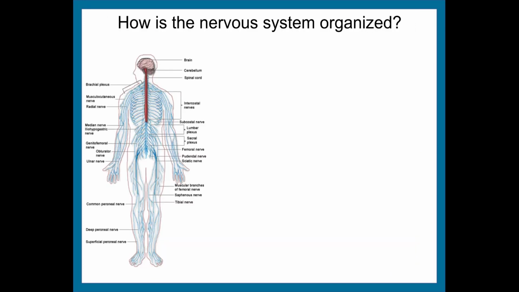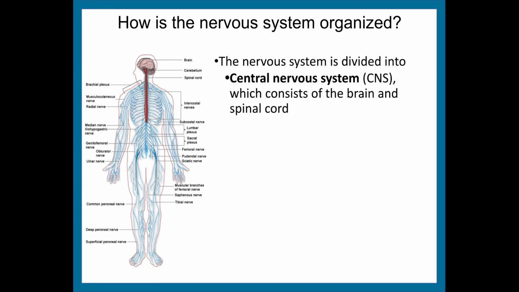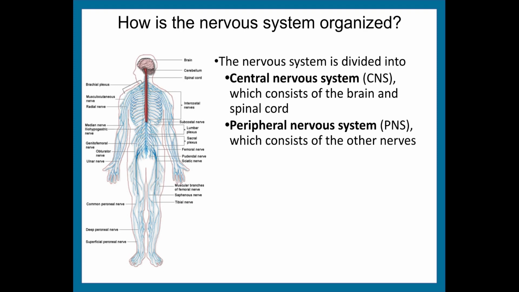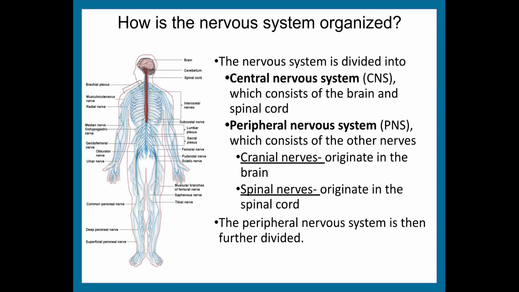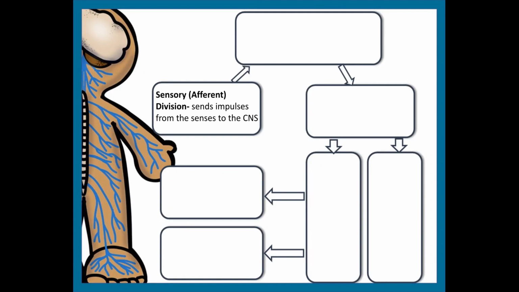Now, how is the nervous system organized? The nervous system is divided into two big categories. There's a central nervous system, which consists of the brain and spinal cord, and there's a peripheral nervous system, which consists of the other nerves. These nerves include cranial nerves, which originate in the brain, and spinal nerves, which originate in the spinal cord. Now, the peripheral nervous system can then be further divided, and that's what you'll see on this slide.